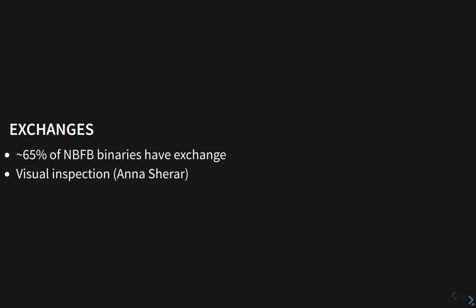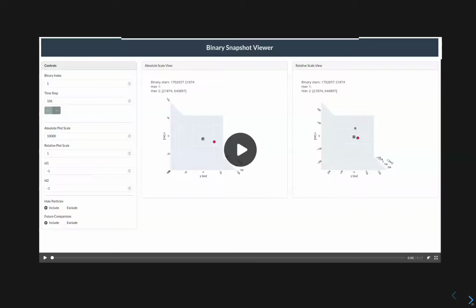But then I also wanted to do something more visual and see if we're actually capturing true exchanges, right? And not just something strange with our multiple classification. So I recruited an undergraduate student and a sharer to do some visual inspection of exchange candidates I identified. I built a dashboard for us to visually inspect these exchange candidates. So I pulled out cases where you had a binary that's forming and one of the stars was previously in a multiple. And this is an example of such a case.